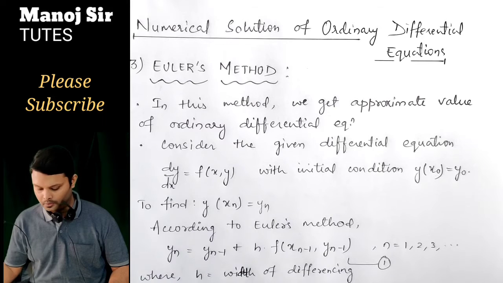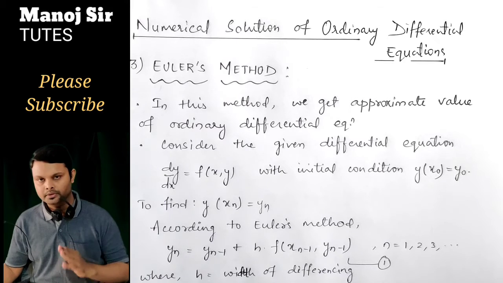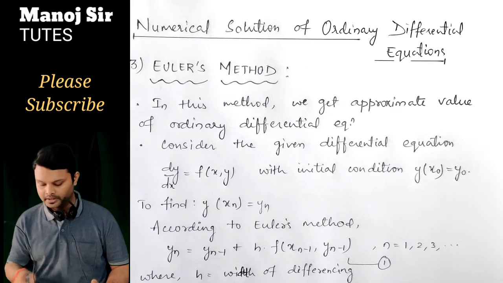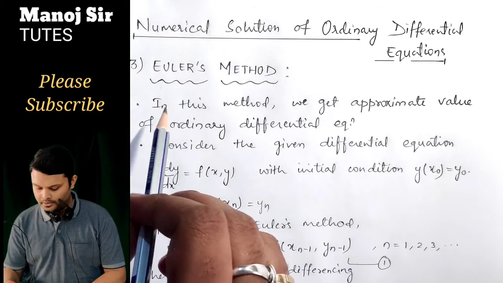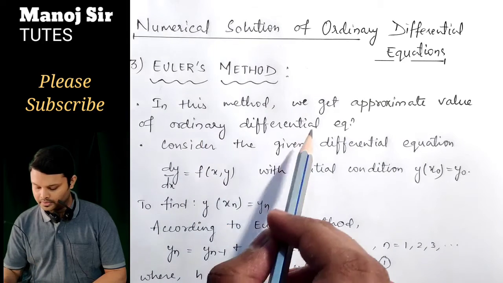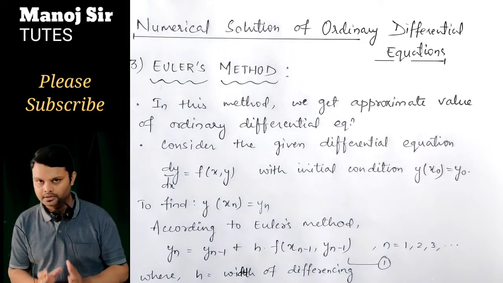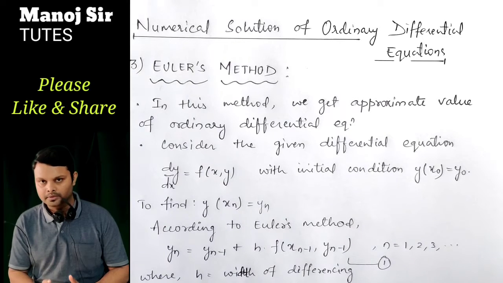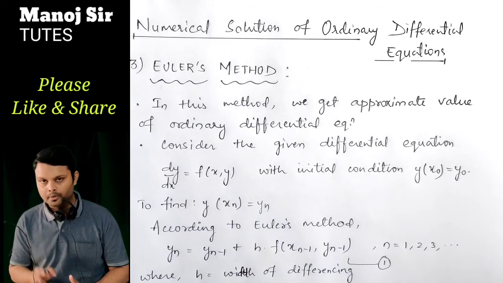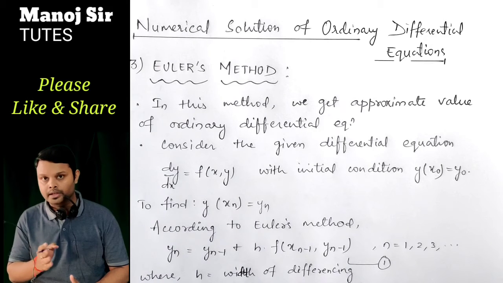Welcome to video number 5, and from this video we are going to start a new topic, that is Euler's method. Okay, so let us start. In this Euler's method we get an approximate value of an ordinary differential equation. Here we won't get accurate values, we will get the approximate value, but in the problem I will let you know how to get an approximate value close to your accurate values.